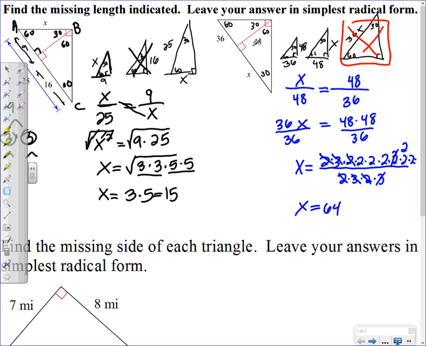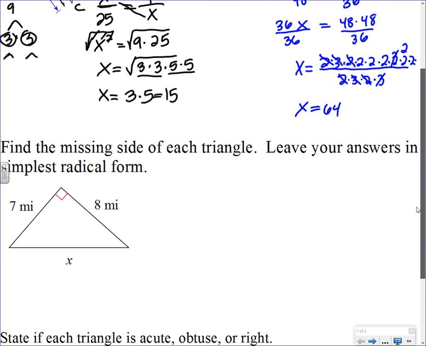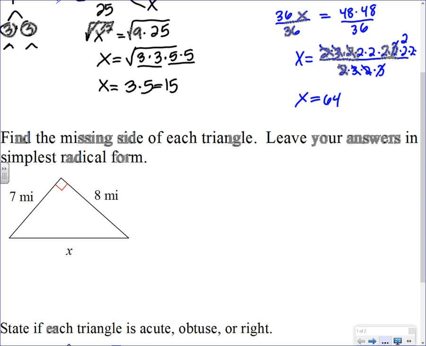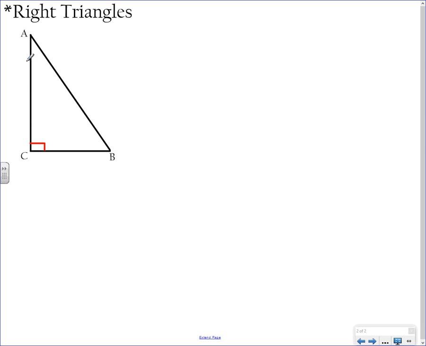Now the next thing I want to teach you is how to use the Pythagorean theorem. Let me explain to you what the Pythagorean theorem says. If you have a right triangle, with sides A, B, C, this is a right triangle.